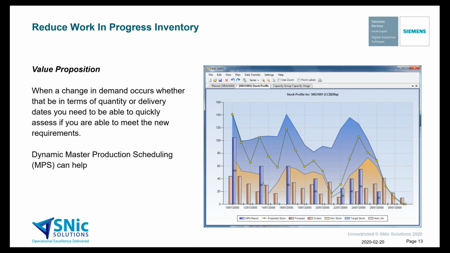reducing work in progress inventory. Many make to stock or hybrid manufacturing companies, who are partially make to stock, make to order, work with some sort of assumptions in terms of safety stock, in terms of minimum target quantities.